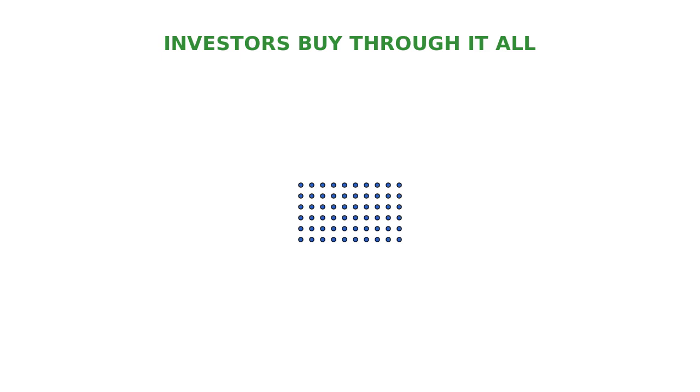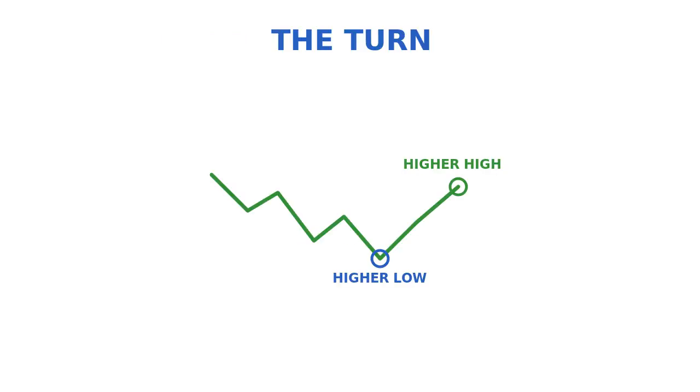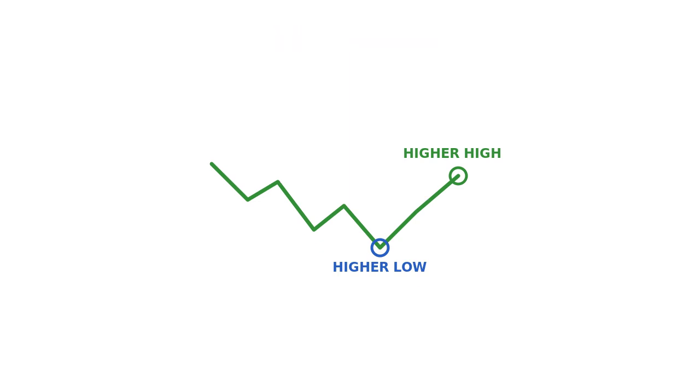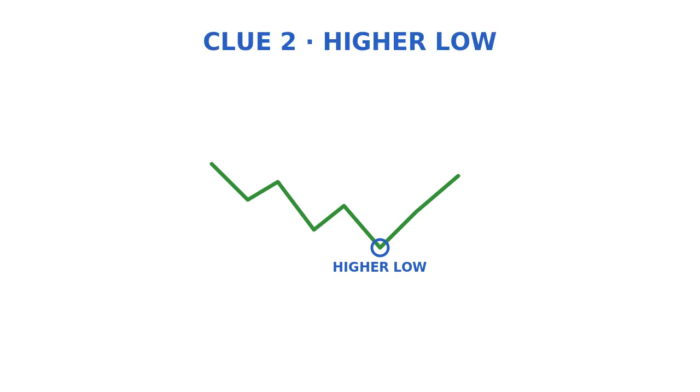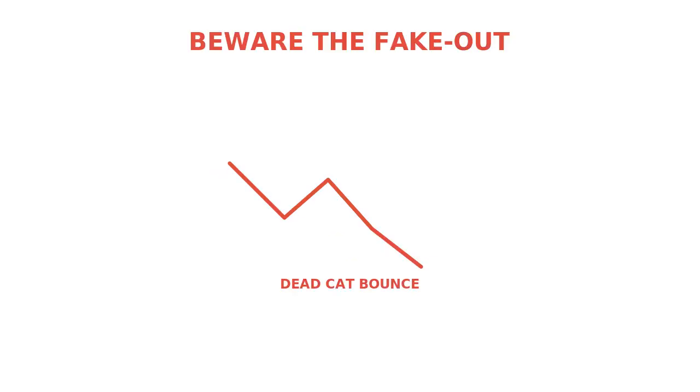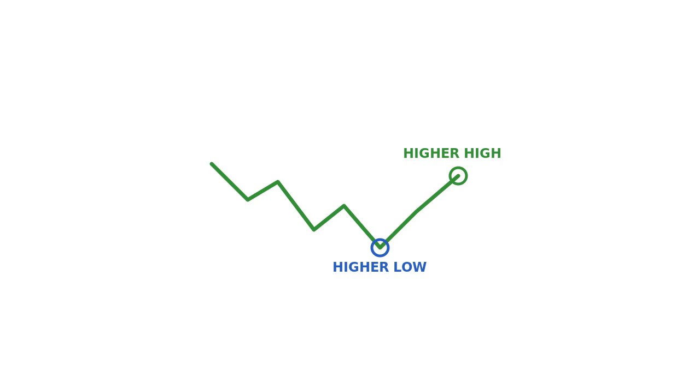So look back at that dream moment, the turn. You now know its real signature. Not a feeling, not a single green day, but a sequence. Lower lows stop, a higher low forms, a higher high confirms, and volume agrees. And you know its great imposter, the dead cat bounce that lures the impatient onto the falling knife. Read the sequence, respect the fake outs, and remember the calmest investors catch every turn by never chasing one.